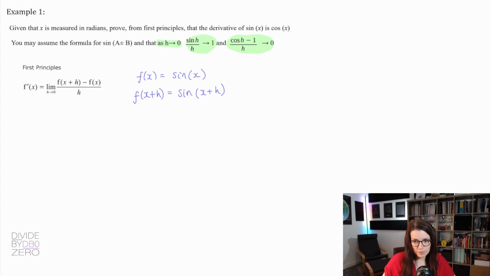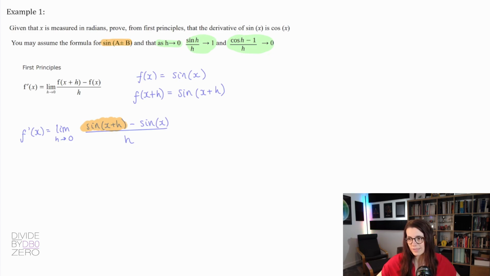So underneath the first principles formula, we can write f dash of x, or the derivative, is going to be equal to the limit as h tends towards 0 of f of x plus h, which is sine of x plus h in this case, minus sine x all over h. At this point, we can see we've got sine of x plus h, and this is where the sine addition formula is going to come in handy. If you look in your formula book for the sine a plus or minus b formula, you can then apply that to sine of x plus h. If we sub that in, we'll get sine x cos h plus cos x sine h.